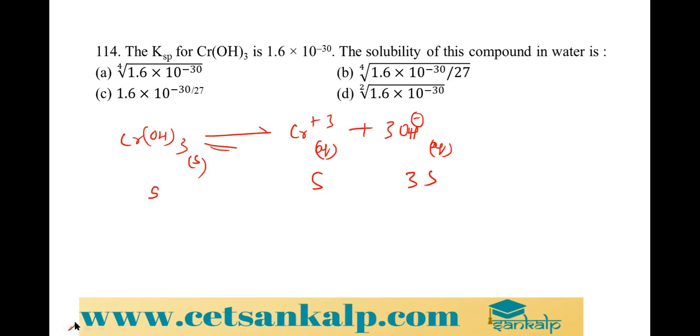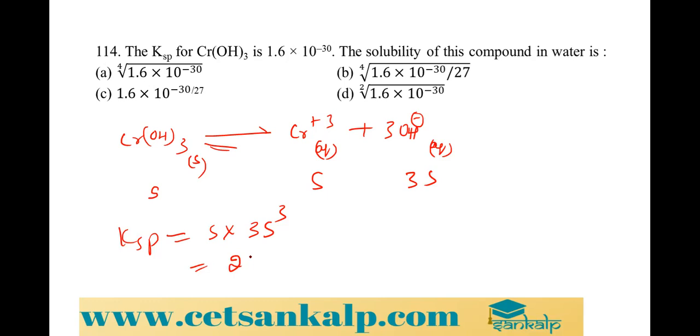Solubility is written already, so we have to prove that one. Therefore solubility is equal to... What should it be? Cr(OH)3 gives Cr plus 3 and 3 OH minus. So what is the answer we are asking for? We know Ksp is equal to S into (3S) cube.